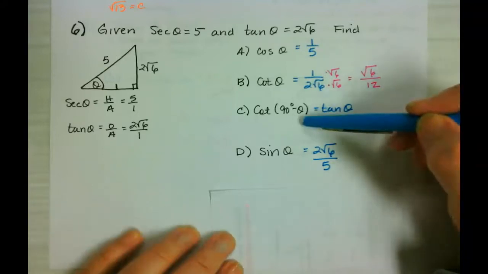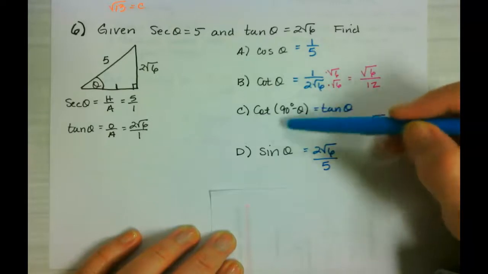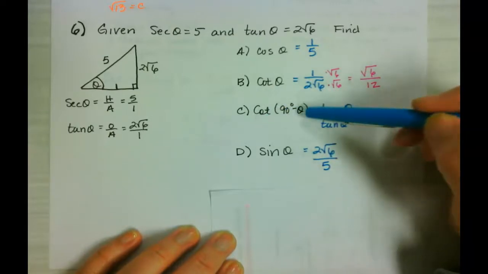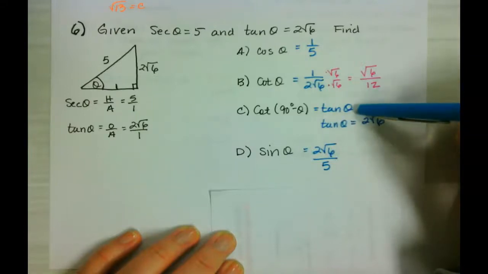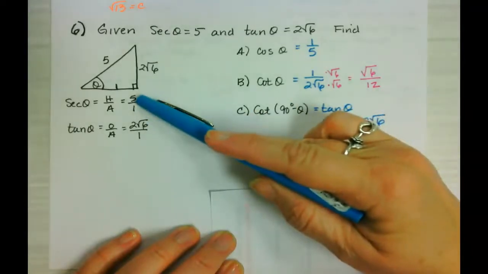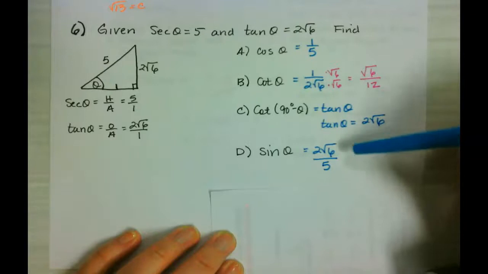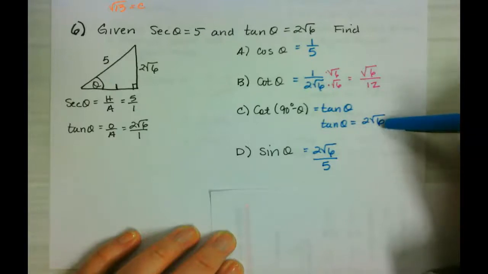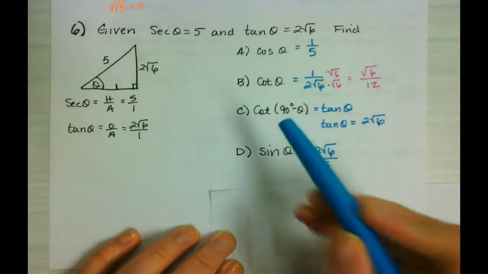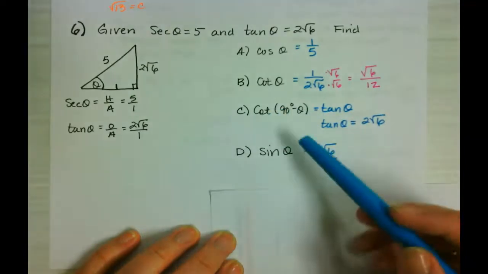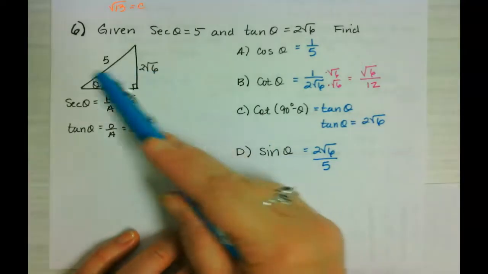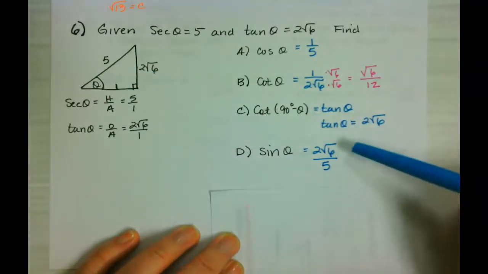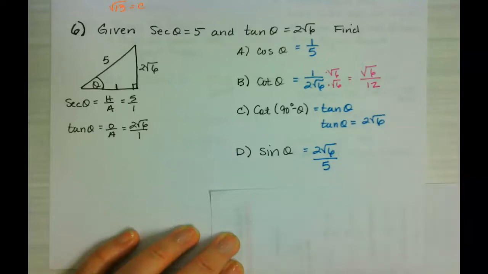Now here is a complementary angle one, so remember, cotangent of 90 minus theta is tangent of whatever theta is. So then I go to my triangle and I find tangent of theta, which is opposite over adjacent. So I end up with 2 root 6 over 1, which is just 2 root 6. So you can kind of see how that identity played out right here. And finally sine, which is opposite over hypotenuse. So opposite over hypotenuse is 2 root 6 over 5. The radical's on top, so we don't have to do anything else with that.